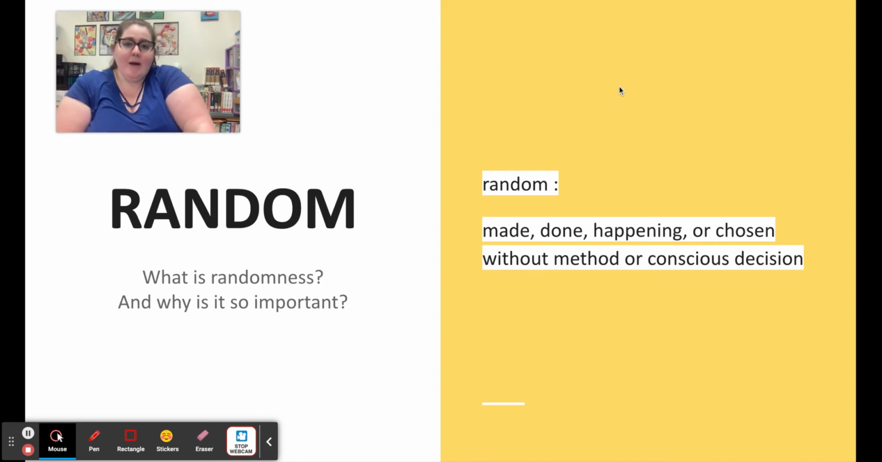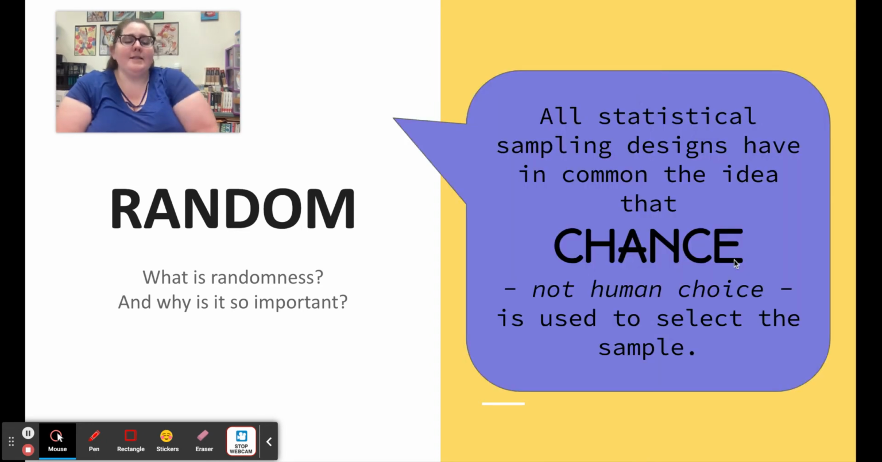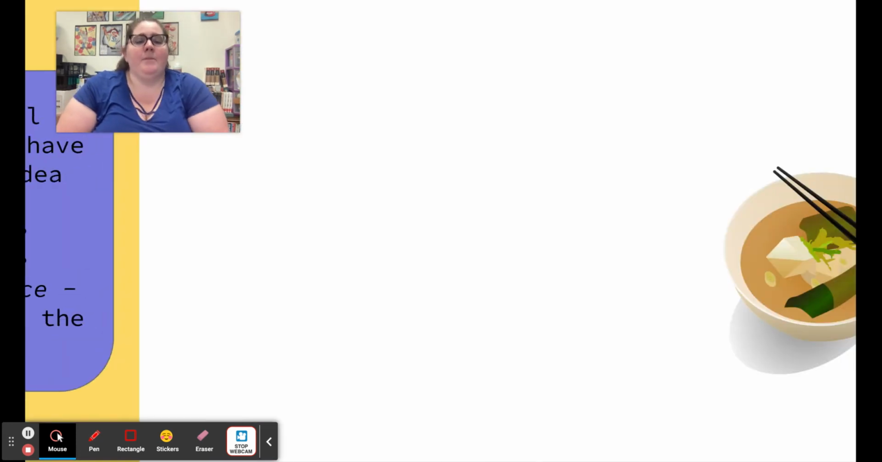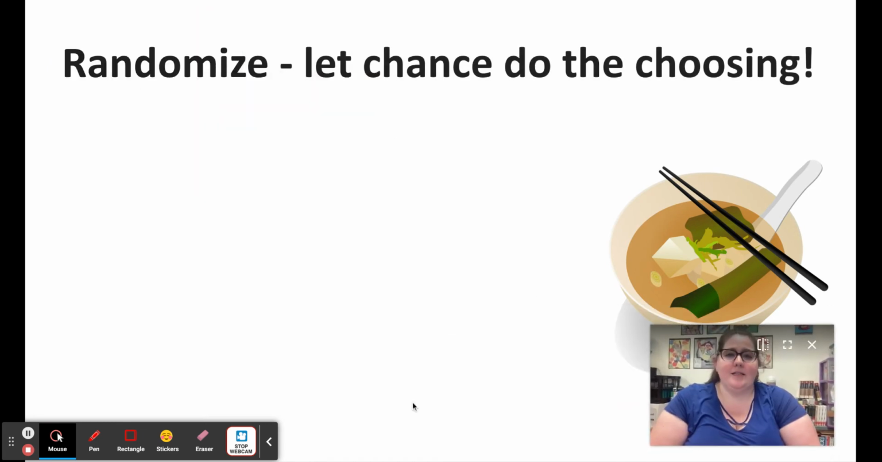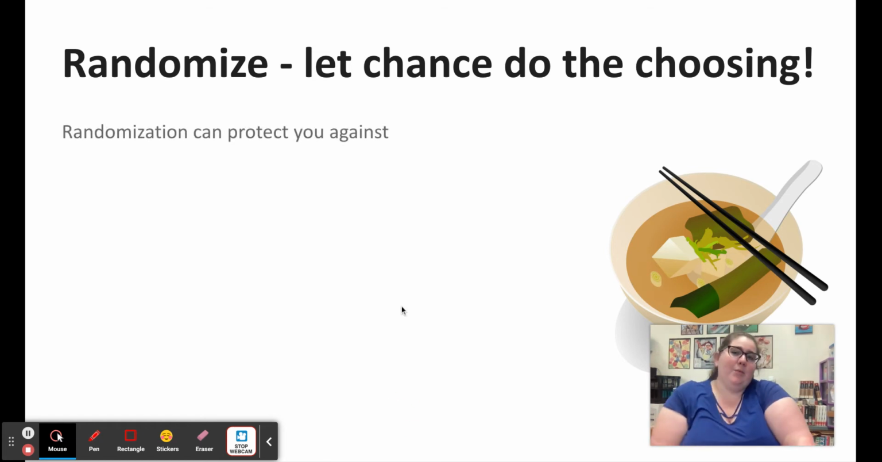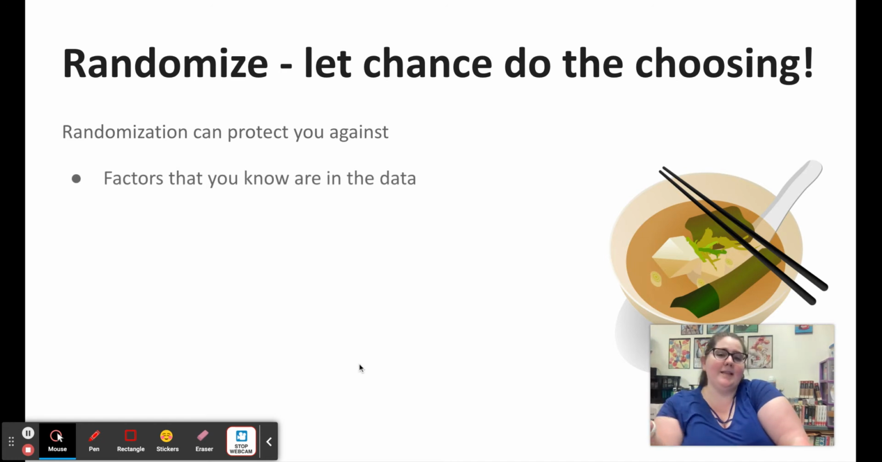It means there's no system in place necessarily to pick certain items. We're just picking randomly. So all statistical sampling designs have in common the idea that chance, not human choice, is used to select the sample. So randomized means we let chance do the choosing. This is not about a human element at all. And the reason randomness is so important in statistics is because it protects us against factors that we know are in the data, as well as factors that we're not even aware of.